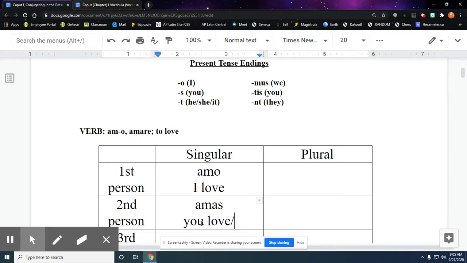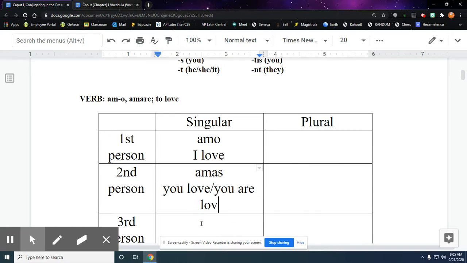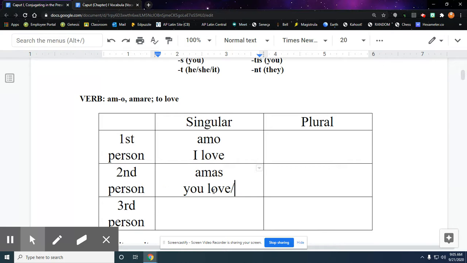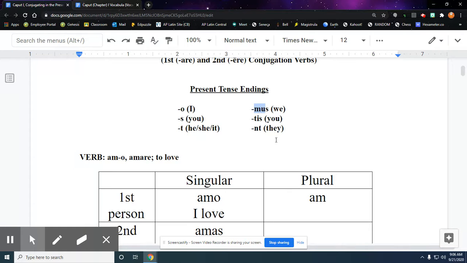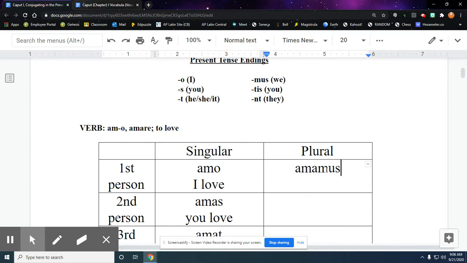You don't have to write both, but keep in mind that you could also say you are loving. There are two ways you can translate the present tense, but you can just do you love. Then we're going to keep going. We're going to connect this T ending, which corresponds to he, she, it, and we're going to use the A vowel because it's a first conjugation verb. Check this out. Then we are going to connect this mus ending, which corresponds to we, the first person plural. So there you go.